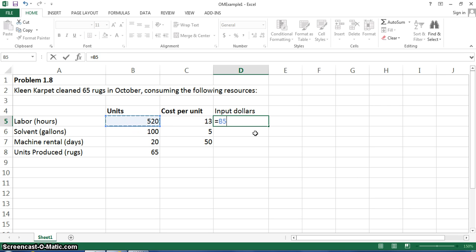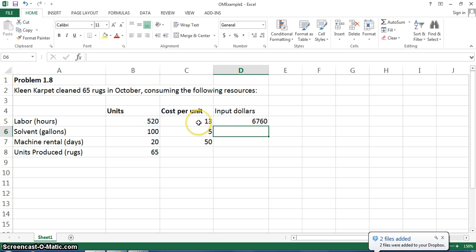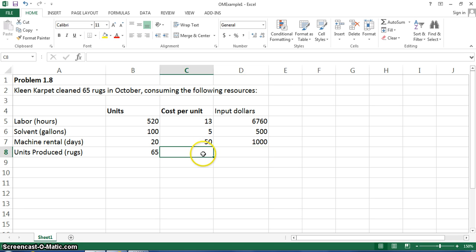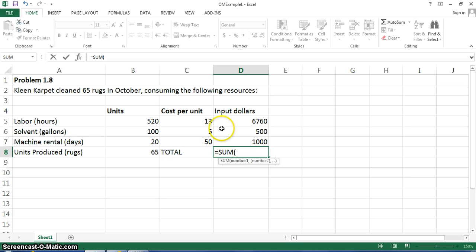The input dollars for labor is the hours of labor used times the cost per hour. The input dollars for solvent is the gallons used times the cost per gallon. And the same formula can be used to calculate the input dollars for machine rental. We'll go ahead and calculate the total of all input dollars. It's the sum of the input dollars for each of the 3 resources.